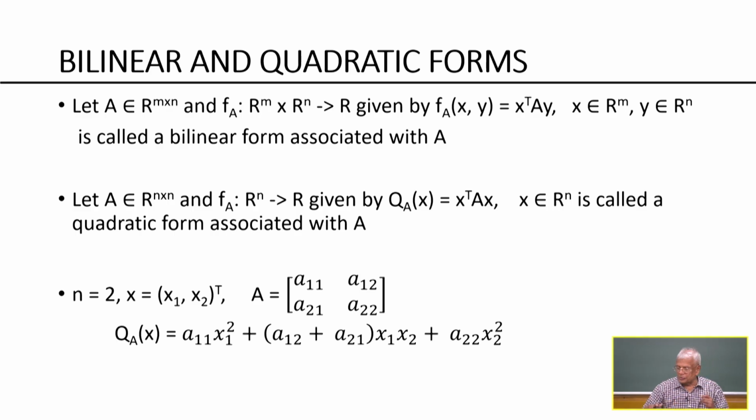Now I am going to introduce you to two other concepts that arise from matrix theory. One is called the bilinear form, another is called the quadratic form. Let A be an m by n matrix.